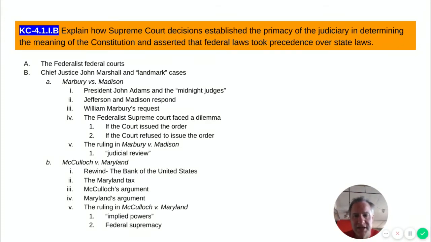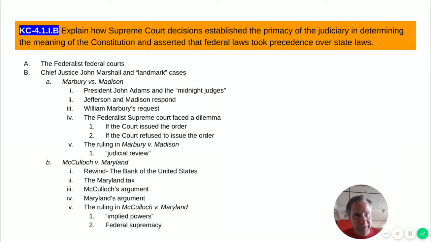And so Maryland issued a tax that said the Bank of the United States will pay this heavy, heavy tax within the state of Maryland. They're asserting their right as a state government to tax something, and that tax was so high it would have put the bank out of business, effectively destroying it within Maryland. So McCulloch, who ran the bank, filed suit and said, no, the federal government is supreme to the state governments. The Constitution says that. So therefore, a state institution cannot tax a federal institution. Maryland cannot do that. We're above them.